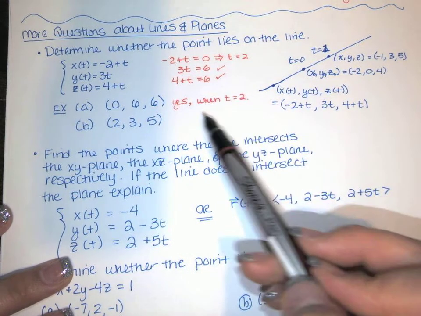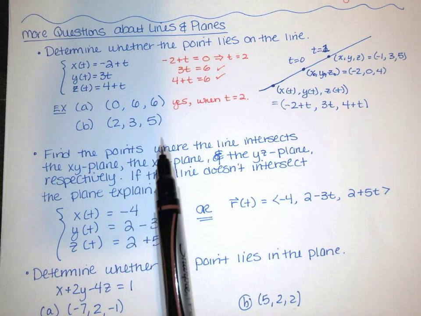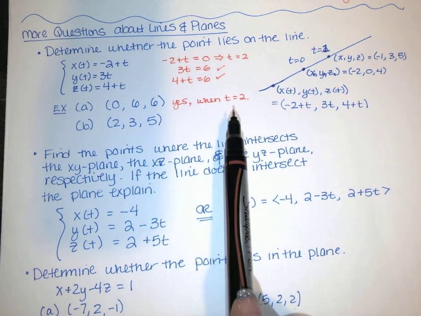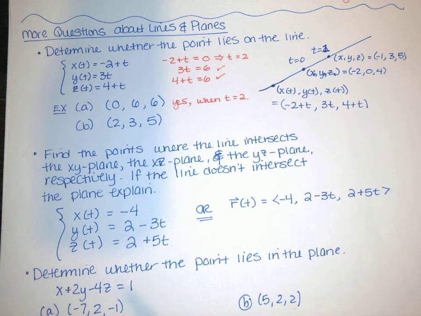Now when t equals 2, that wasn't asked. We were just asked to determine if that point lies on the line. But this is helpful if we're interpreting this as the position of some object at some point in time.